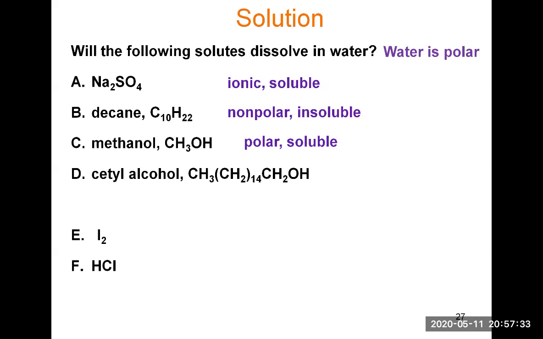Cetyl alcohol. The formula is CH3, CH2 14 times, and CH2OH. So it's a very long chain of carbons and hydrogens, and we know that this is nonpolar. And then there is that OH bond. As earlier, we know that that part of the molecule is polar. However, we have a much longer part of the molecule that is nonpolar and more cumbersome. And so it's mainly nonpolar, so it's going to be insoluble in water.